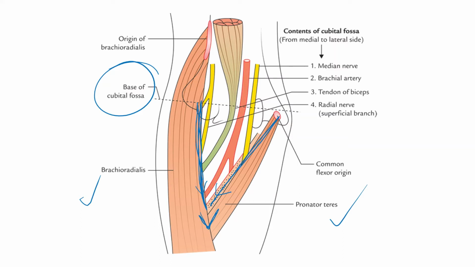To have a quick revision, the boundaries are formed by the apex, base and the two sides. The medial boundary is formed by the lateral border of pronator teres. The lateral boundary is formed by the medial border of the brachioradialis. The apex is formed by the meeting point of these two muscles, whereas the base is formed by the imaginary plane passing between the two epicondyles.